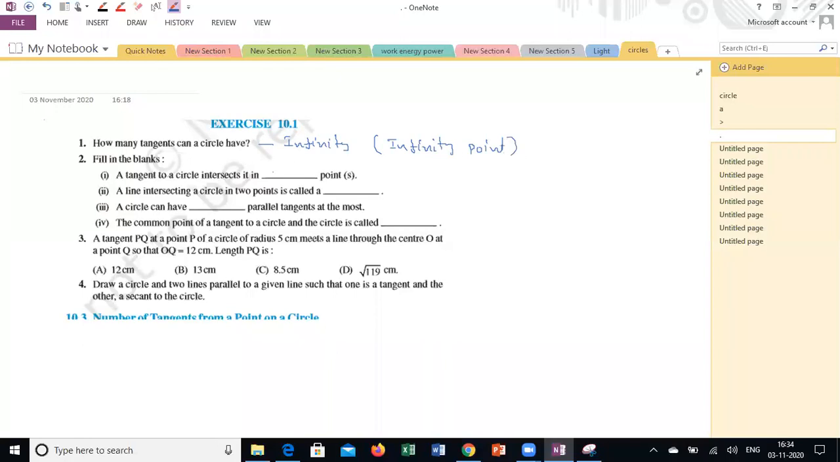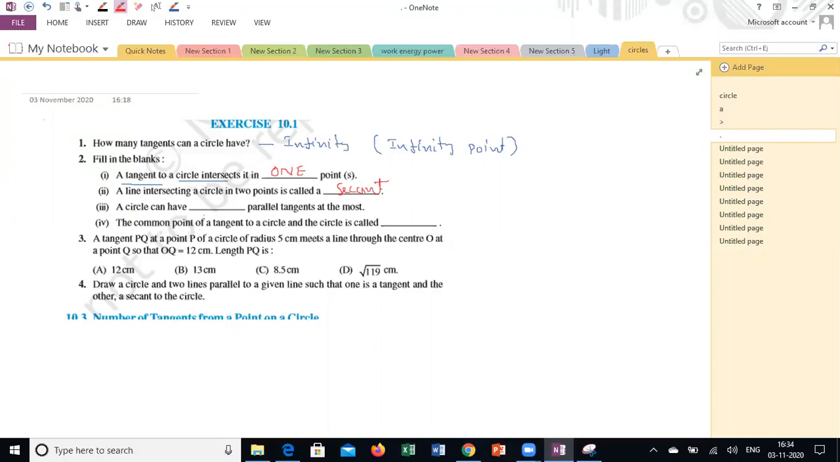A tangent to a circle intersects in how many points? What is the definition of the tangent? A secant which touches the circle only at one point. In that case only we'll call it a tangent. So a tangent to a circle intersects in how many points? 1 point. Only 1 point. A line intersecting a circle in 2 points is called a secant.